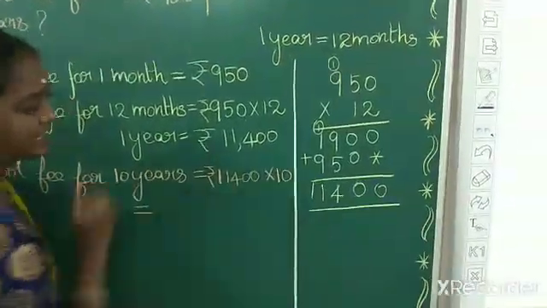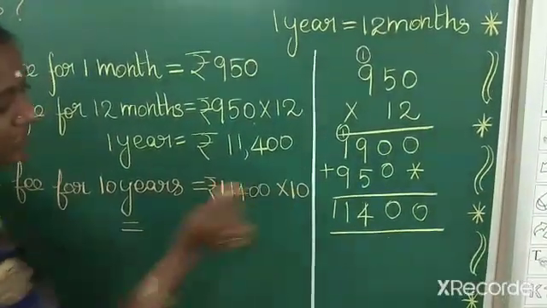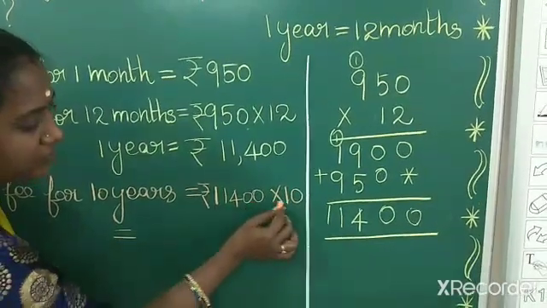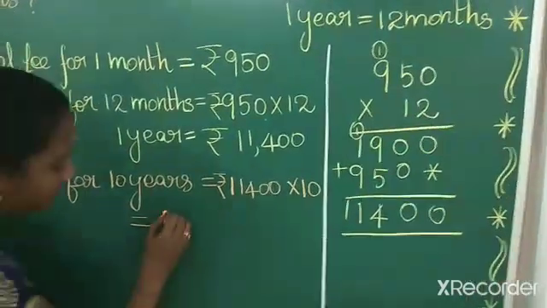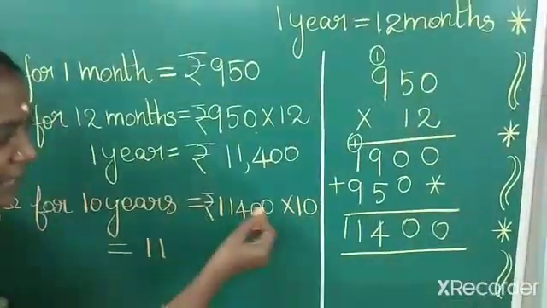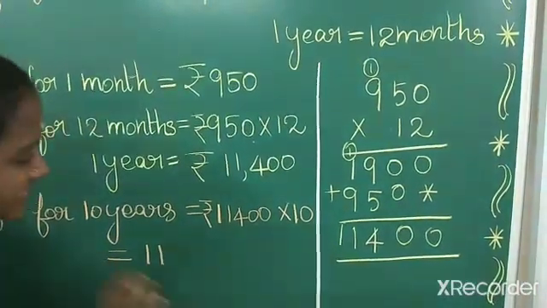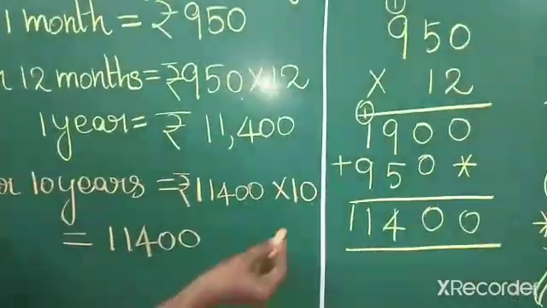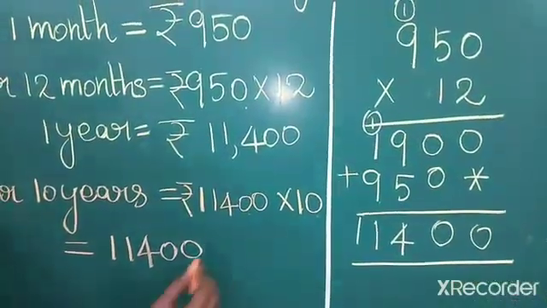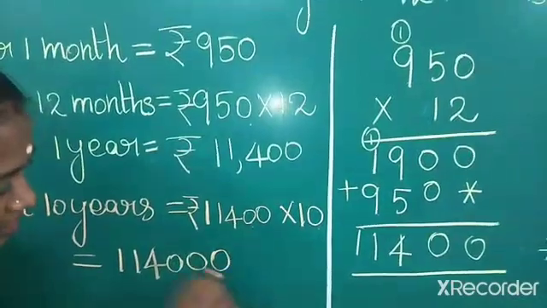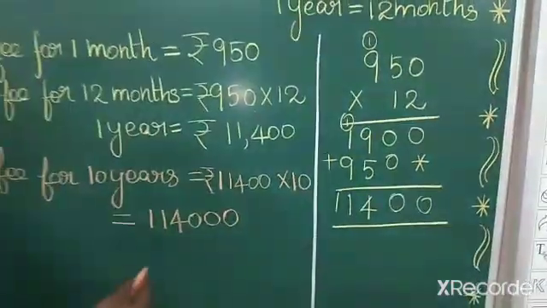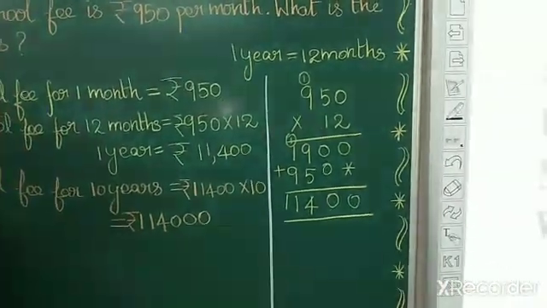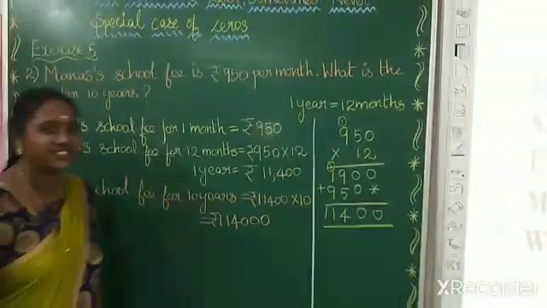So I am going to multiply with 10. So only 1 0 is there. So leave that. Now 11,400 into 1. So when you multiply with 1, you will be getting the same number, 11,400. So here I have 1 0. So I am adding 1 0 at the end of the answer. So my answer is 1 lakh 14,000 rupees for 10 years. Is that clear, children?